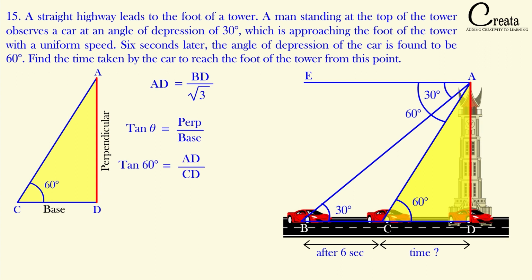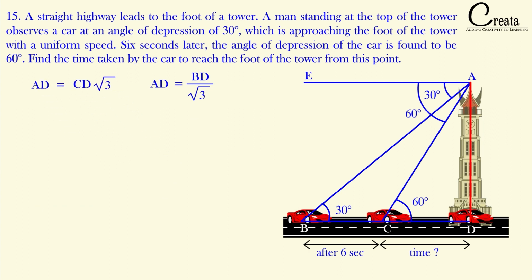And what is the value of tan 60°? Think, it is root 3. So let's solve for AD. We got AD as CD root 3. From the first triangle, we got AD as BD upon root 3. From the second triangle, we got AD as CD root 3. So let's equate both the values. We got BD upon root 3 is equal to CD root 3. On solving, we got BD is equal to 3 times CD.